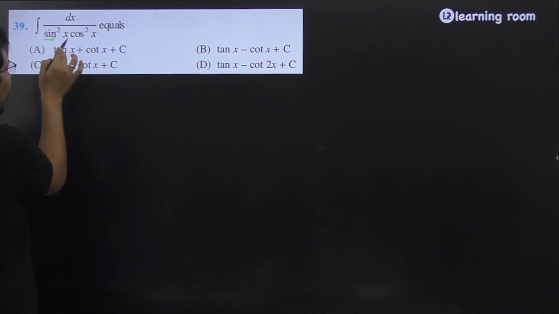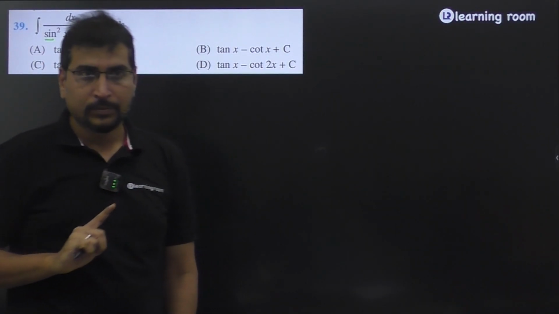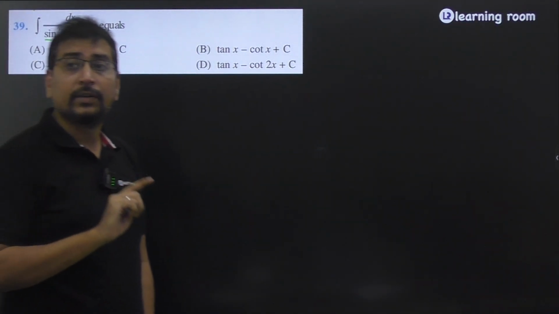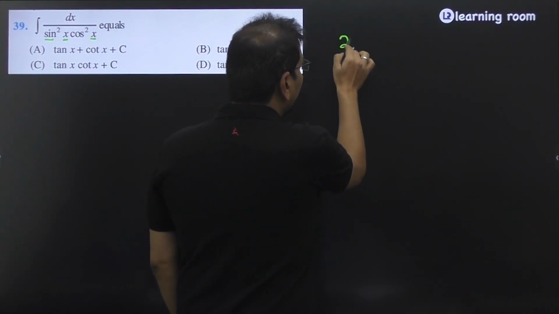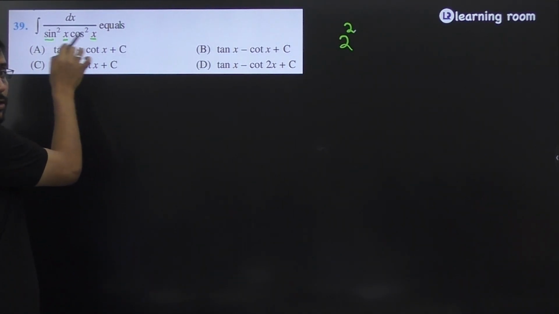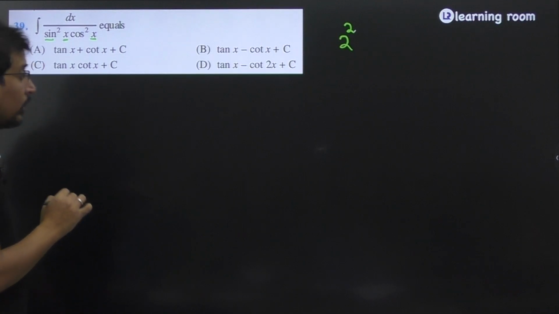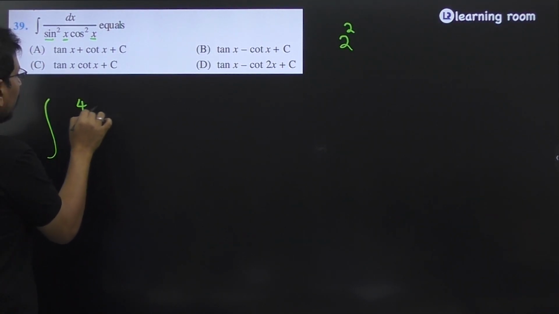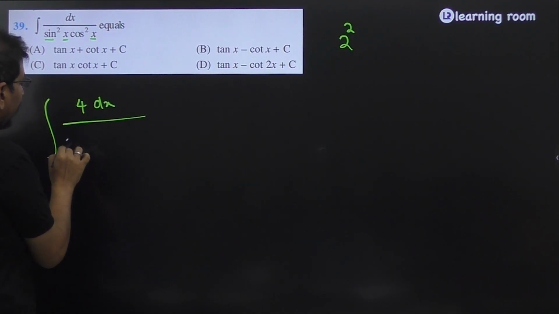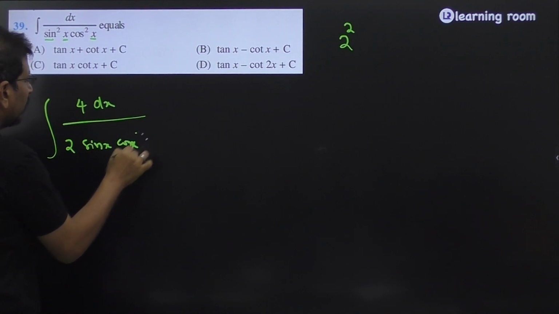Whenever you have sine of the same argument and cos of the same argument, multiply and divide it with 2 to the power of whatever number is there. In this problem, you have a square, so you need to multiply and divide it with 2 square. So what will happen to the numerator? It will be 4 times dx divided by (2 times sin x cos x) the whole square.